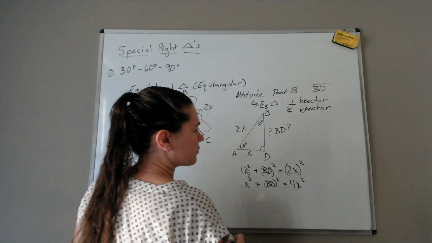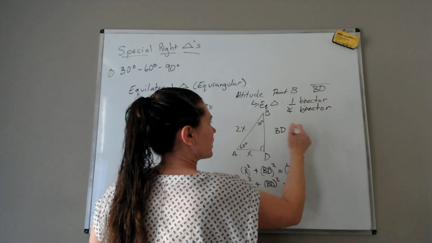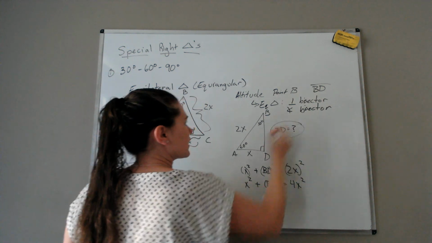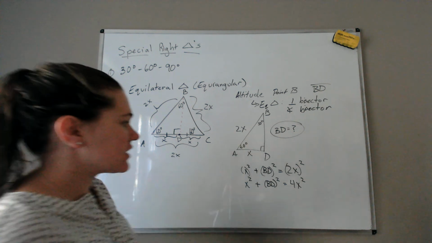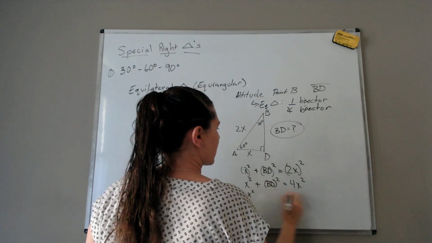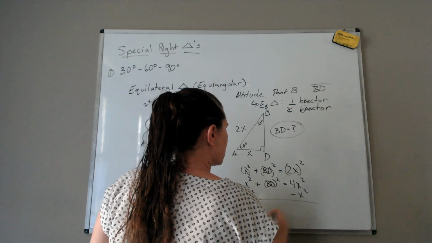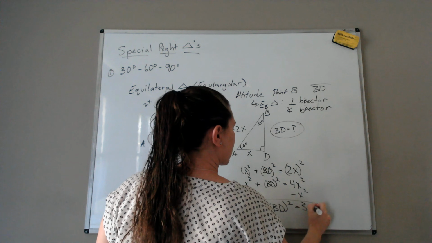We're trying to solve for the side BD. We want to know what this expression is, on the side that's opposite 60. So we want to get BD by itself. We take away x squared on both sides, and that gives us BD squared equals 3x squared.